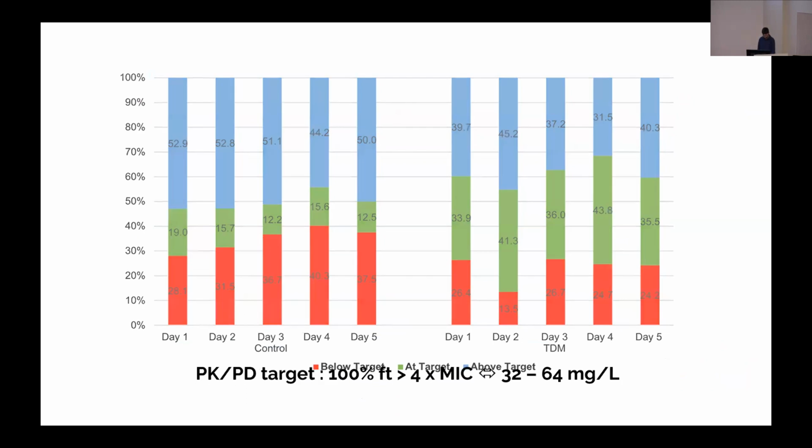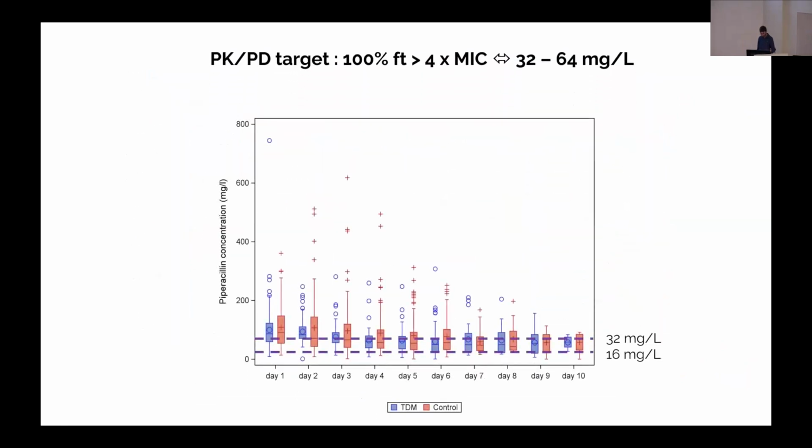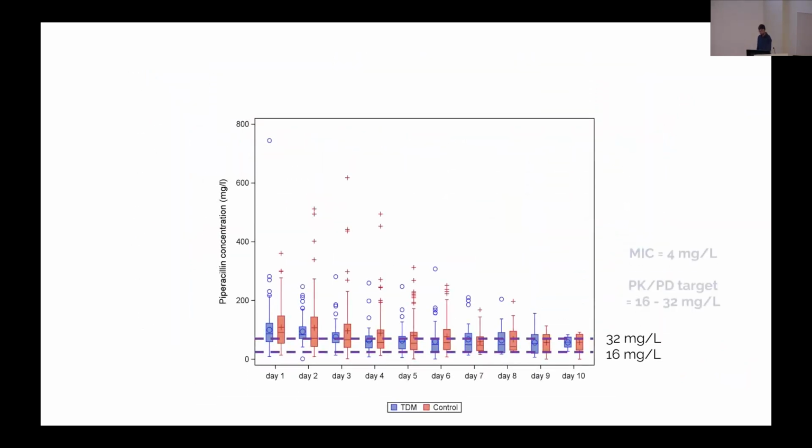But if we look at the supplementary material, and based on the fact that most patients have infection with bacteria expressing an MIC of 4, all patients were actually in the therapeutic range between 16 and 32 milligrams per liter. And you can also see the very variable distribution of piperacillin concentration. So is this study really negative? I think the answer is open.